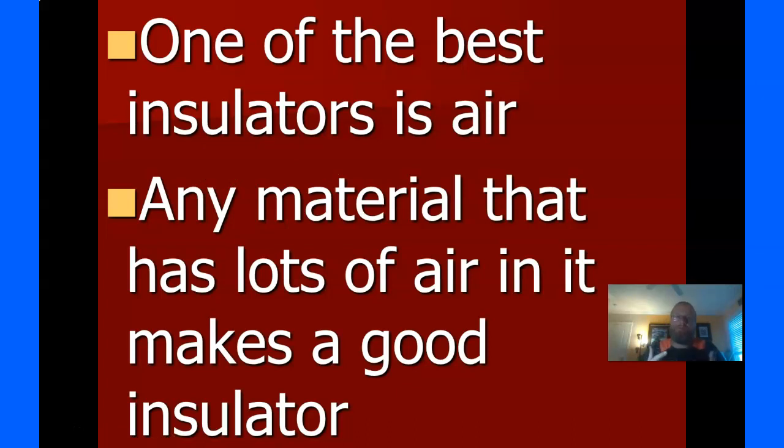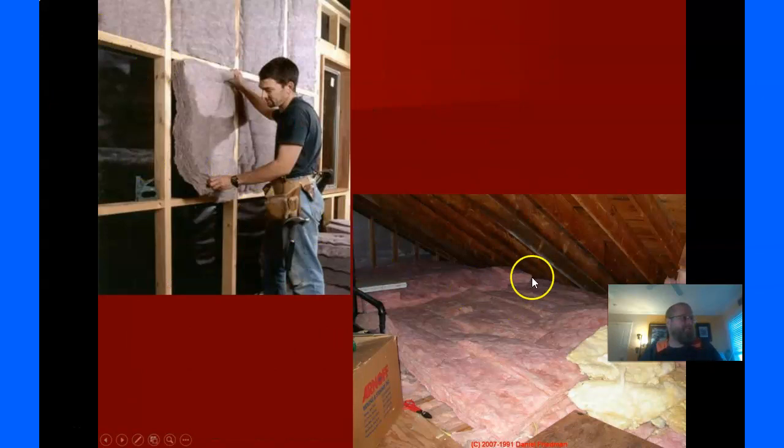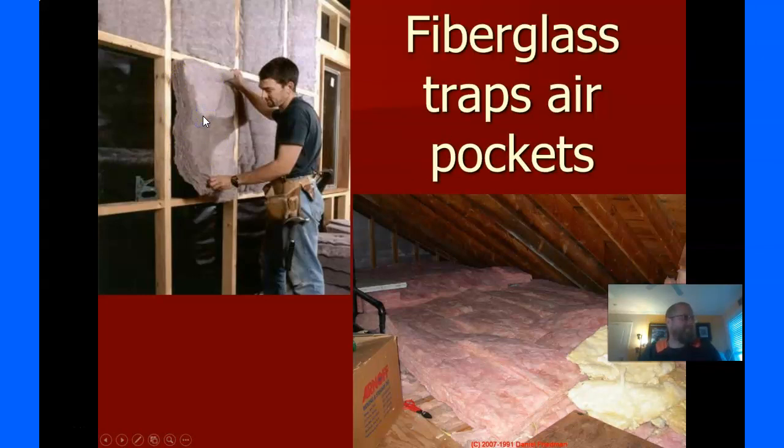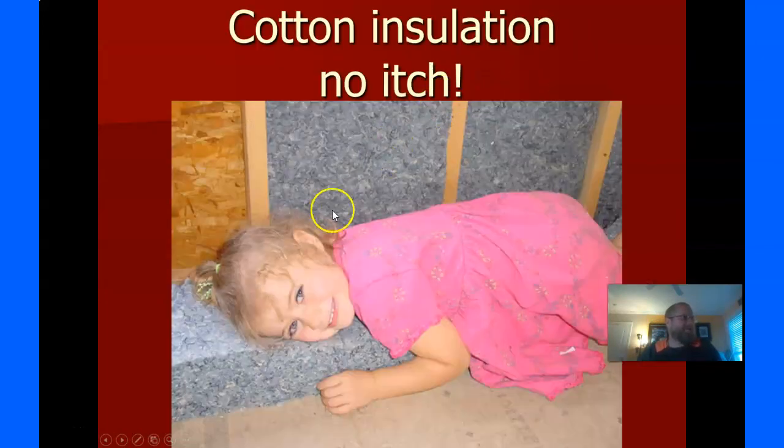Feathers are a great insulator because they're hollow tubes full of air too. This pink stuff down here, fiberglass insulation, traps a lot of air. This is cotton insulation, which traps almost as much air, not as much. Cotton's not as good, but it's a lot easier to deal with. The thing about fiberglass is it itches. Cotton, no itch. If that was fiberglass, she would not be smiling, she would be screaming.